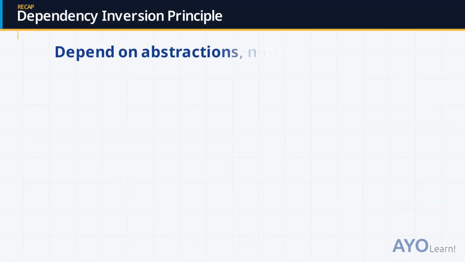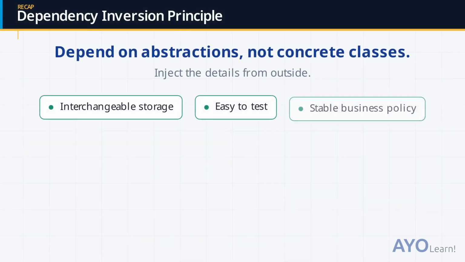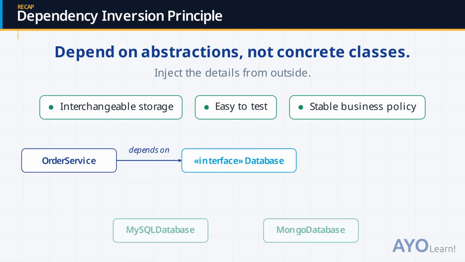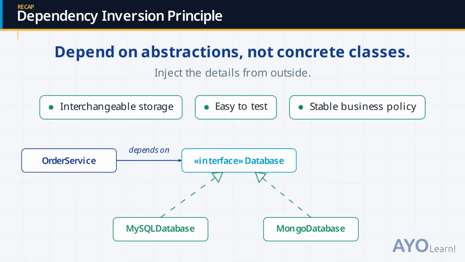Depend on abstractions, not concrete classes, and inject the details from outside. The payoff: implementations swap freely, testing gets easy, and your business policy stays stable even when storage changes.